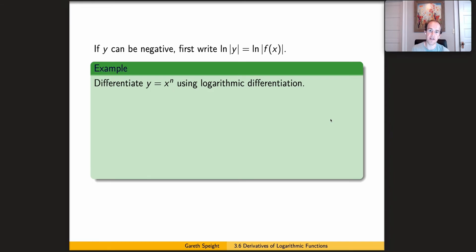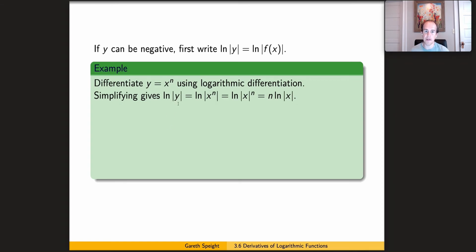So let's try to use this strategy to check the derivative of y equals x to the n. So we've already seen this and we know it should be n x to the n minus 1, but let's check why that's true and see how it works. Okay, so keeping in mind that, for instance, x could be negative and y could be negative depending on what is the power n. So we want to take that into account. So we want to take absolute values first and then take natural logs.